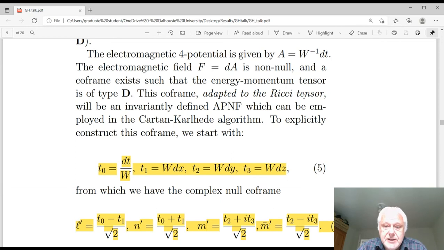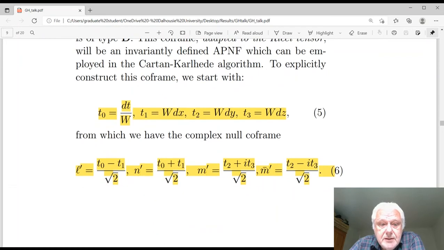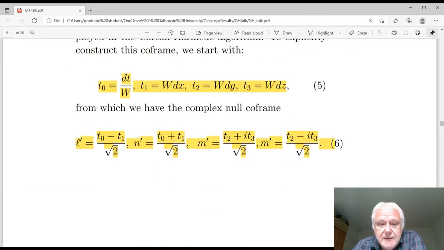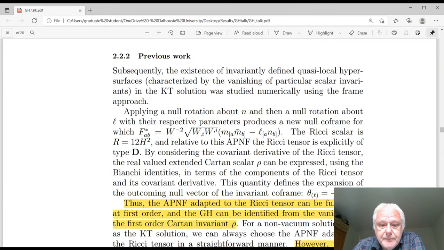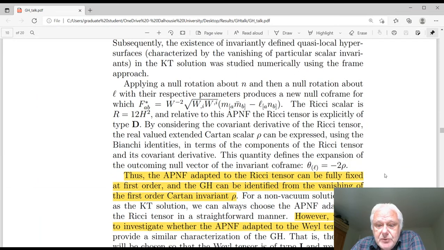If we choose our frame adapted to the Ricci tensor to define our APNF and look at the Cartan-Karlhede scalar invariants, we can show that rho equals 0 in this frame defines the horizon. In this frame, this is what the various quantities are defined. The one forms here, and here's our null vector, a choice of null vector before we've actually adapted it to the Ricci tensor. So in previous analysis, we showed that adapting the Ricci tensor to this frame, we can identify the horizon with rho equal to 0, which is promising.